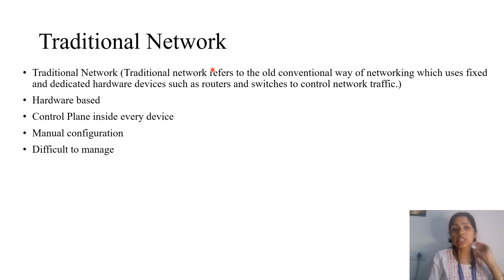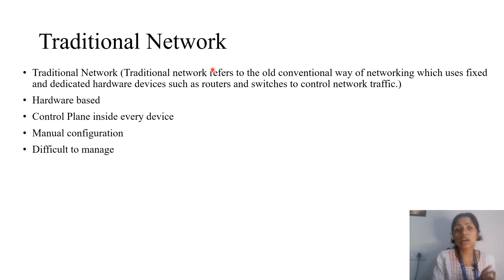Now come to the traditional network. In the traditional network, there is a control plane and a data plane. The control plane is used to see how many paths there are and to decide which is the best path, through which the data should be transferred. Those kinds of things are decided by the router. And the switches reside inside the data plane.